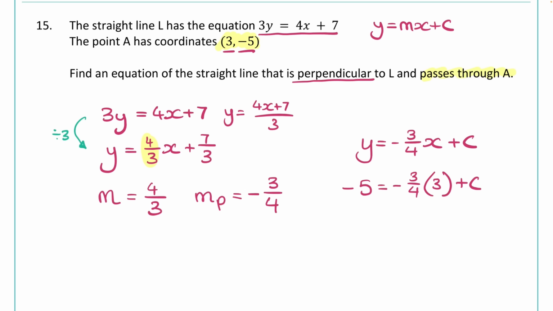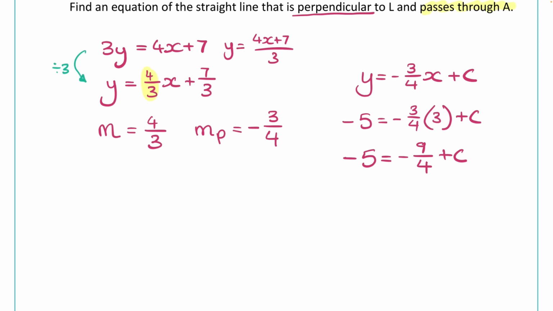I need to do negative 3/4 times 3, which isn't actually too bad. It just becomes 9/4, but I'm going to type it in on the calculator anyway, because in this moment we don't need to worry about things like that when we have our calculator. We do need to worry about writing it down correctly though, so minus 9 over 4 plus c. And now I can find the value of c, adding 9 over 4 to the other side. Again, I can just type in my calculator, minus 5 plus 9 over 4. And that gives me c is equal to minus 11 over 4.